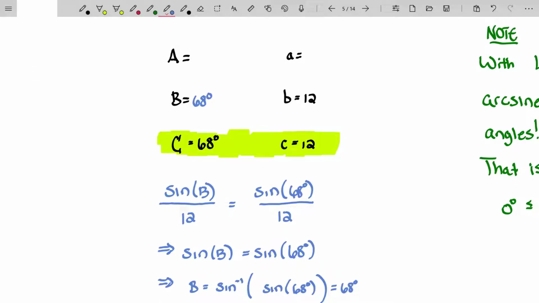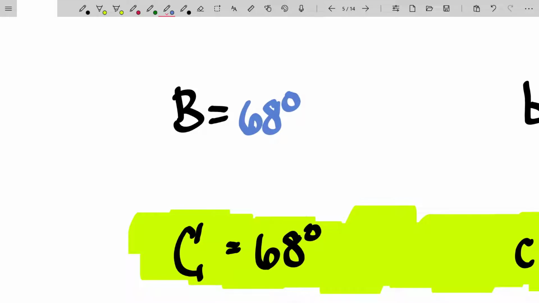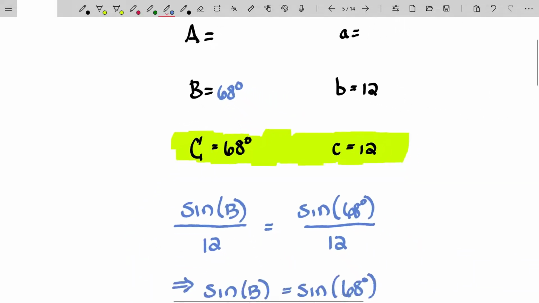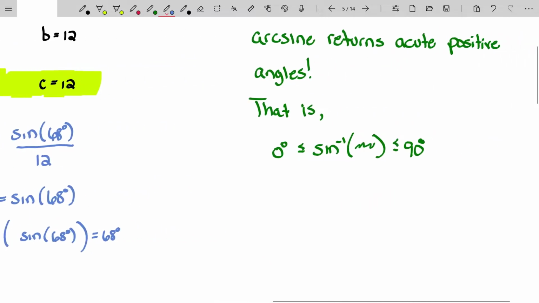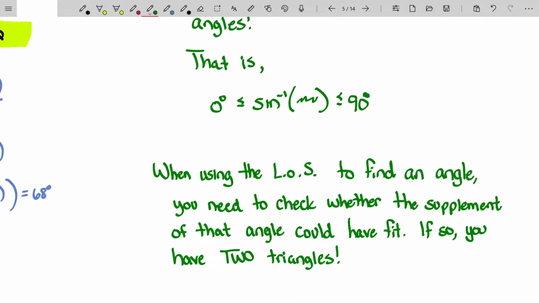Now, before I continue any further, I'm just going to ask myself, is there room for the supplement of that angle? Now, you might be wondering why I'm asking that question. The first thing I'm going to do is just ask the question. Let's just ask ourselves, could we have instead put the supplement of 68 degrees there? And then I'll tell you why I'm asking that question. So let me go ahead and write that over here. I'll do it right here.